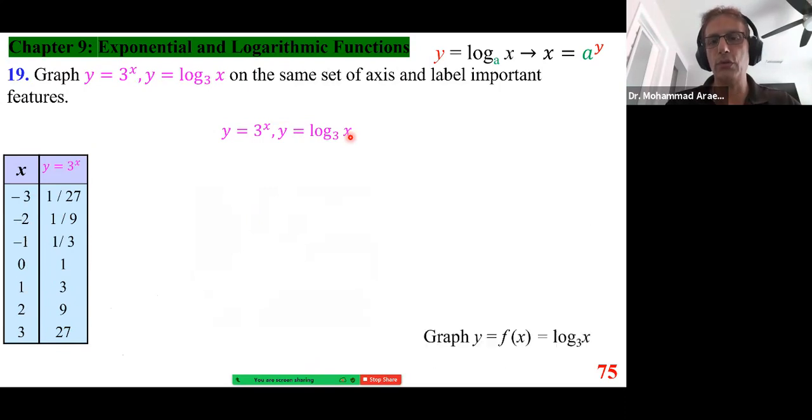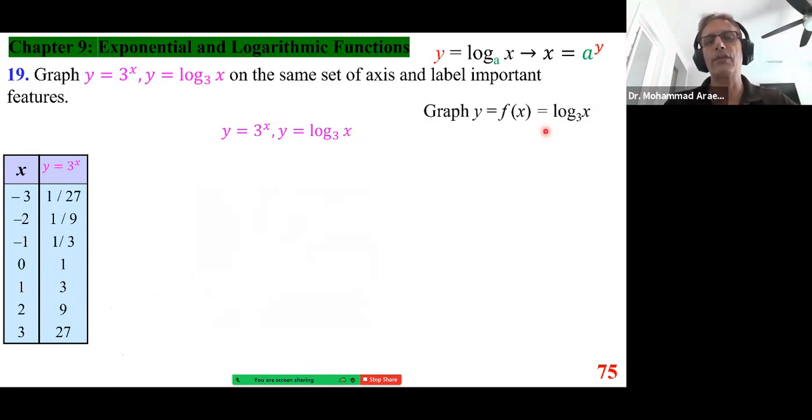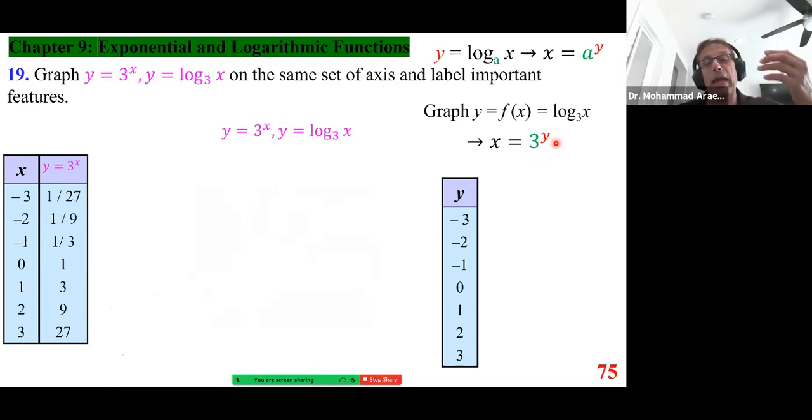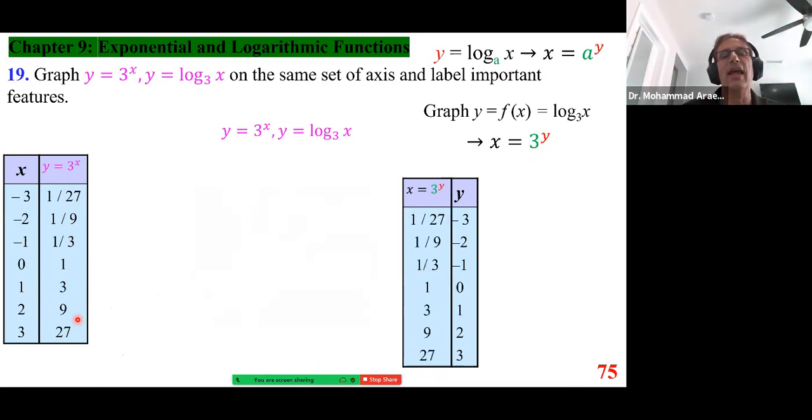In order for you to do the log, to graph the log, it is easier to rewrite it in this format and choose the y first. So let us choose the y. And it so happened, if you work it out, you get the answer that you got here as x. And that's another thing. Remember, when two functions are inverse of each other, their domain and range are changing, meaning domain of one becomes the range of the other.